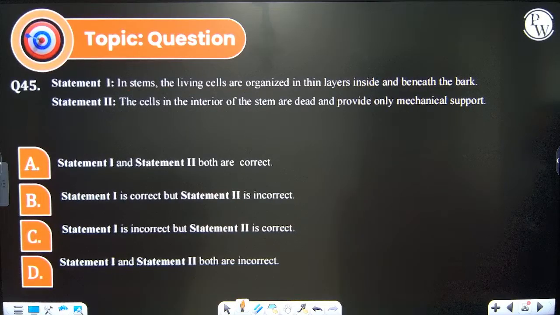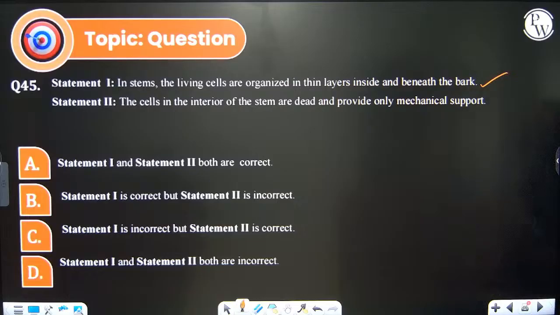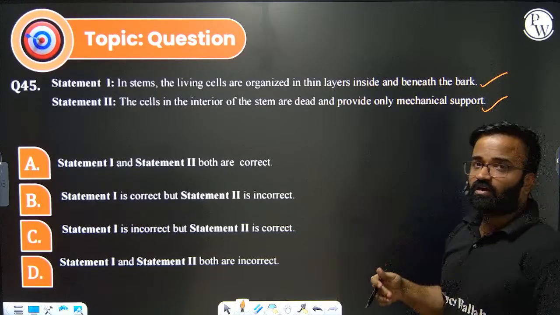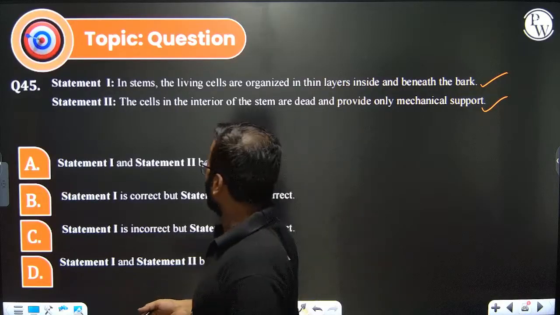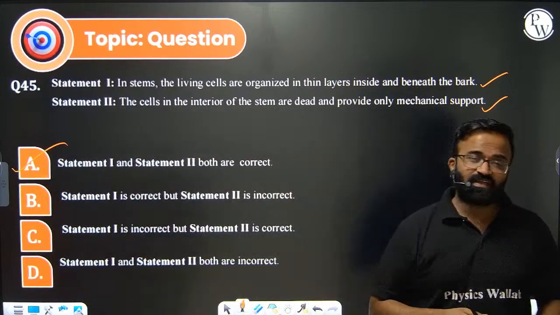Next, the last question of the day. In stems, the living cells are organized into thin layers inside and beneath the bark, which is true. The cells in the interior of the stem are dead and provide only mechanical support, which is true. That's the reason why every tissue can take care of its own oxygen requirement. So both statement 1 and statement 2 are correct.